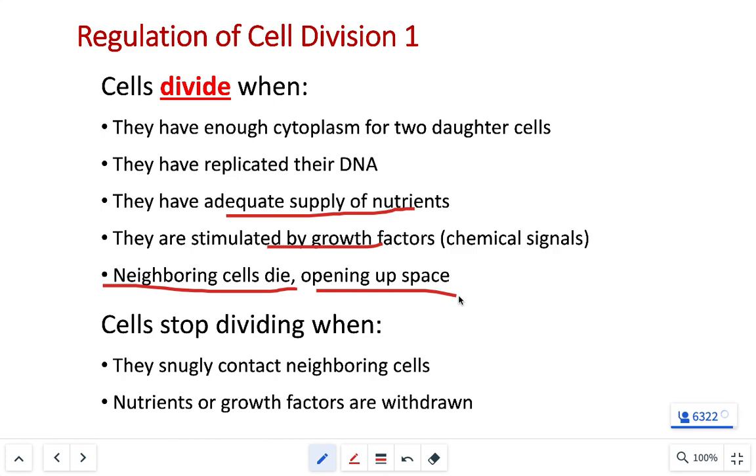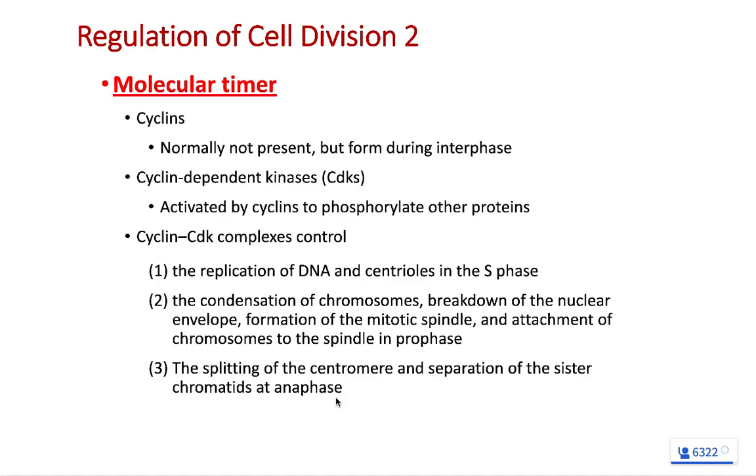Hopefully it doesn't. Something else that causes our cells to stop dividing is lack of nutrients. Improper nutrition will cause the cells not to divide. And I'm not just talking calories. I'm talking micronutrients, the vitamins, the organic molecules, and the minerals, the inorganic components that we need for our cells to function properly. Some other things that help to regulate cell division is a molecular timer.